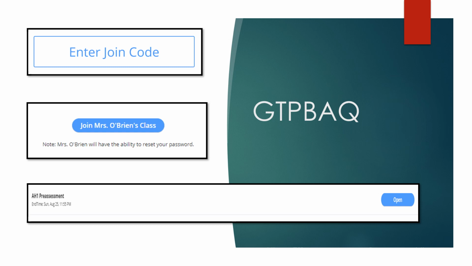From there, it's pretty simple. You just follow the different prompts that are on the screen. So the first thing it's going to ask you is to enter that class code, which again, here it is. Then you'll click Join Mrs. O'Brien's class, and then you'll see whatever assignment is due that day. So for you guys, it's American History 1 Pre-Assessment.